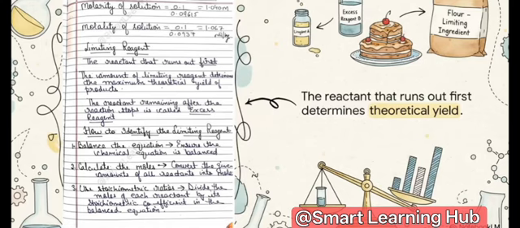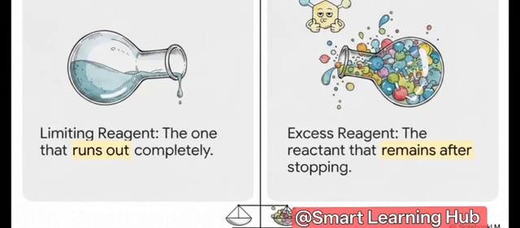Okay, let's dive into this. The definition here is loud and clear. The limiting reagent is simply the reactant that runs out first. And because it runs out first, it holds all the power. The amount of this limiting reagent completely determines the maximum theoretical yield of our products. Just like that flour determined exactly how many cakes we could actually bake, the limiting reagent sets the absolute ceiling for our chemical product.